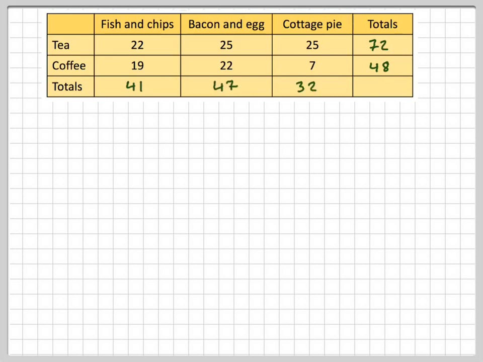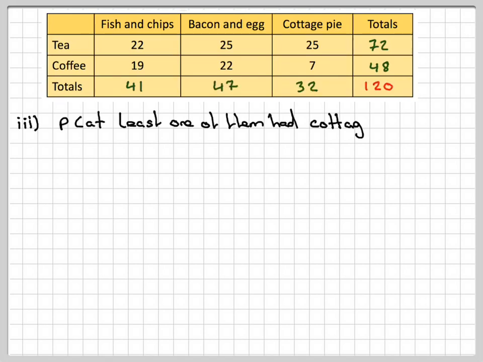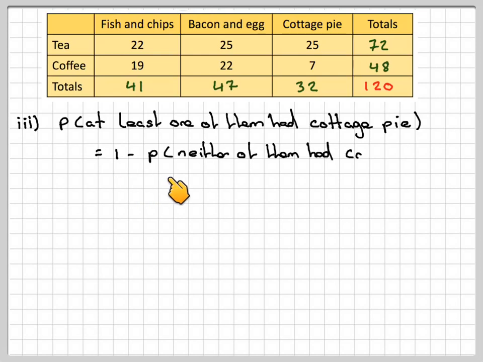Then finally, the probability of at least one. Okay, at least one is quite an important concept in probability, and it's always found by doing 1 minus the probability that neither of them had cottage pie. Otherwise, you would have to work out the probability that they both had cottage pie, the probability that Mr. had cottage pie and Mrs. did not, and Mrs. did and then Mr. did, and add them all up.